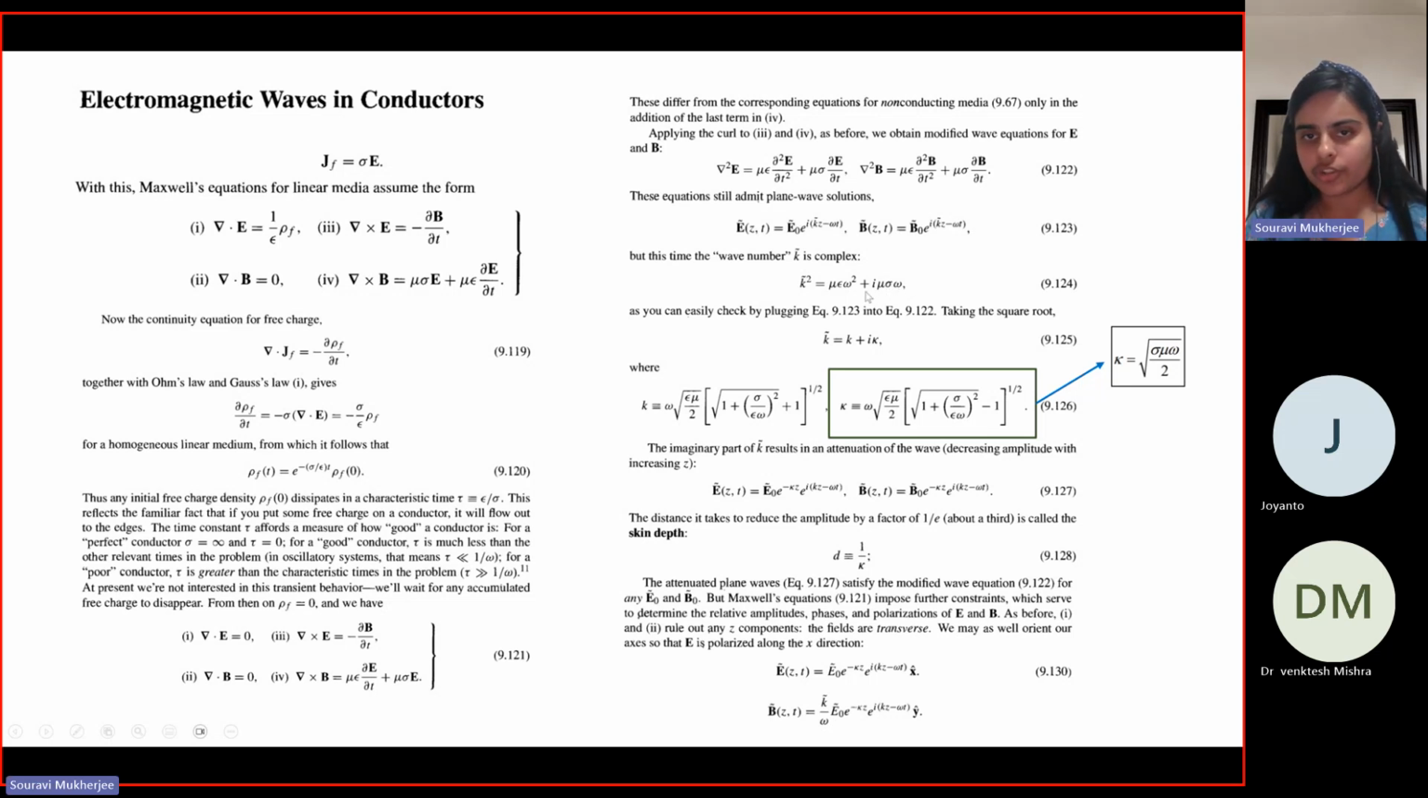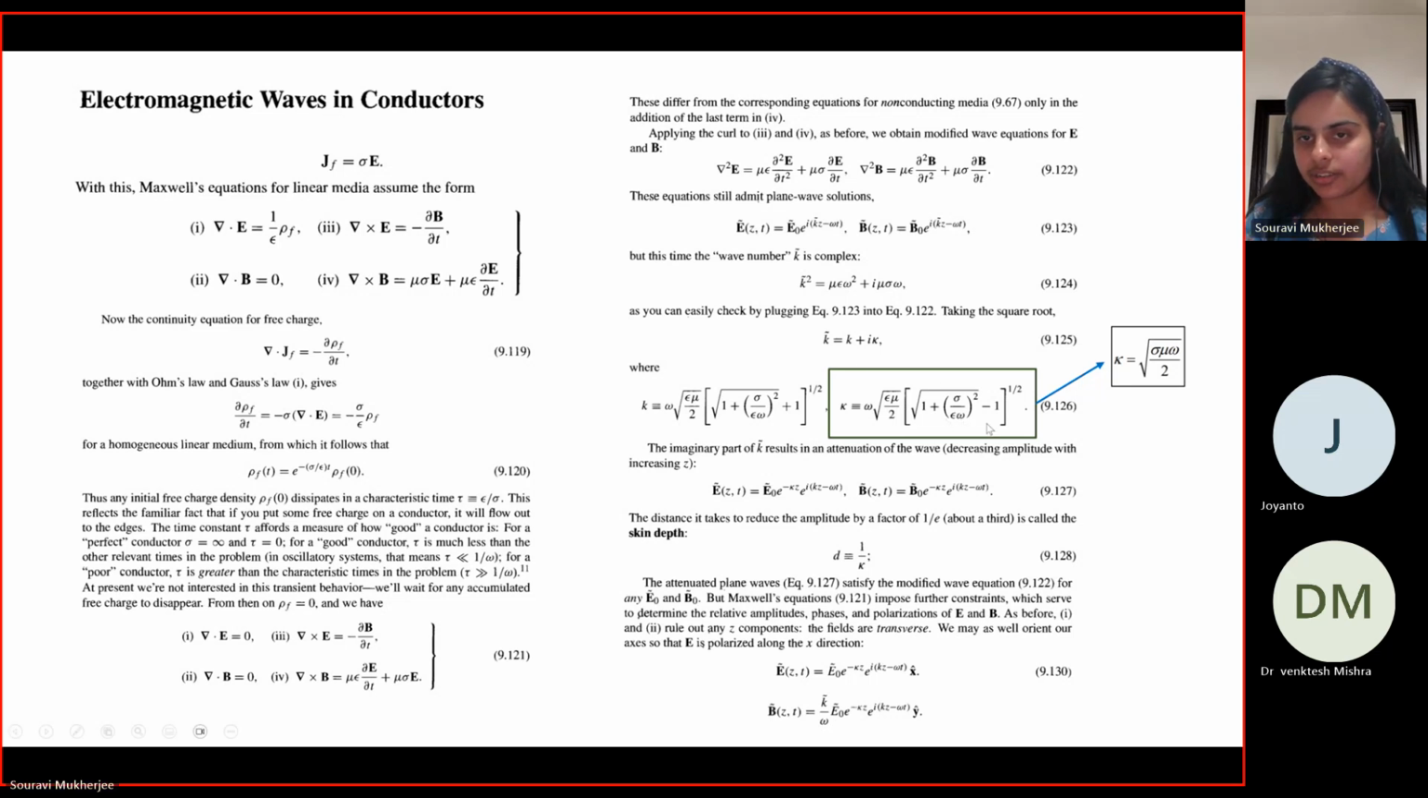part. So that means now your wave number can be written in terms of a real part and an imaginary part. Now, this real part is related to the velocity of the wave, so if you want to find the velocity of your wave, you have to use the real part, while the imaginary part talks about the attenuation of the wave, that is, how much of the wave gets attenuated as it moves through the conductor.